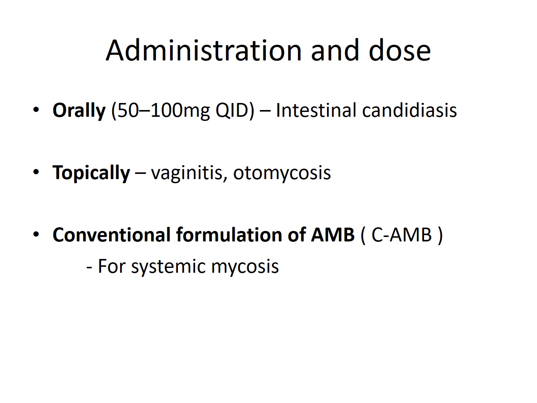The dose. There is no need to know about the dose, but a small note about it. Orally, 50 to 100 microgram QID for intestinal candidiasis. Topically, amphotericin B ointments can be given for vaginitis and otomycosis. Otomycosis is nothing but infection of the ear. Conventional formulations of amphotericin B are used for systemic mycosis, which includes intestinal candidiasis or any systemic involvement of fungus.